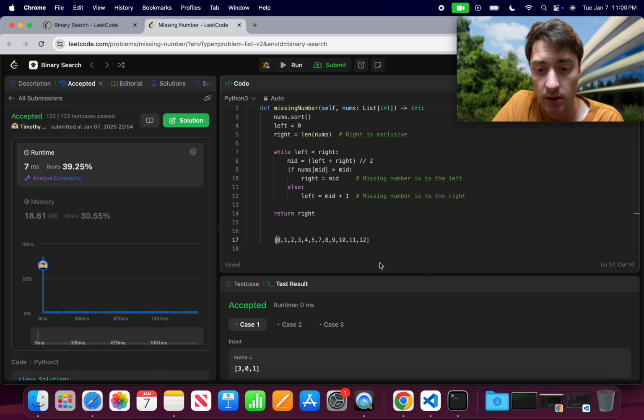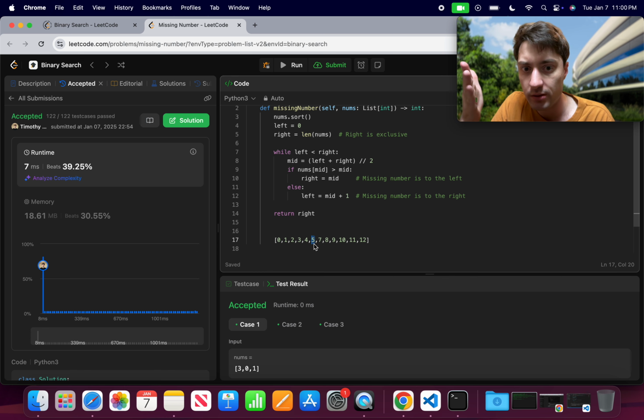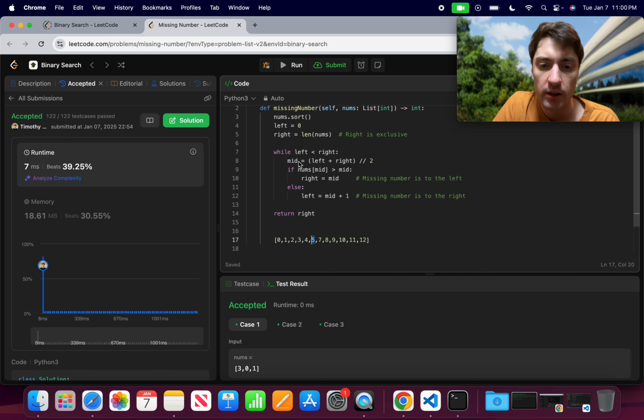Anyways, 11 divided by 2 is going to be 5.5. Okay. Round down to 5. Okay, so 0, 1, 2, 3, 4, 5. Here's mid. So it's index 5, and the nums of mid is 5, so it's equal, right? Okay. So now what do I do? I come here. Is it greater than? No, it's equal to. So else left is equal to mid plus 1.